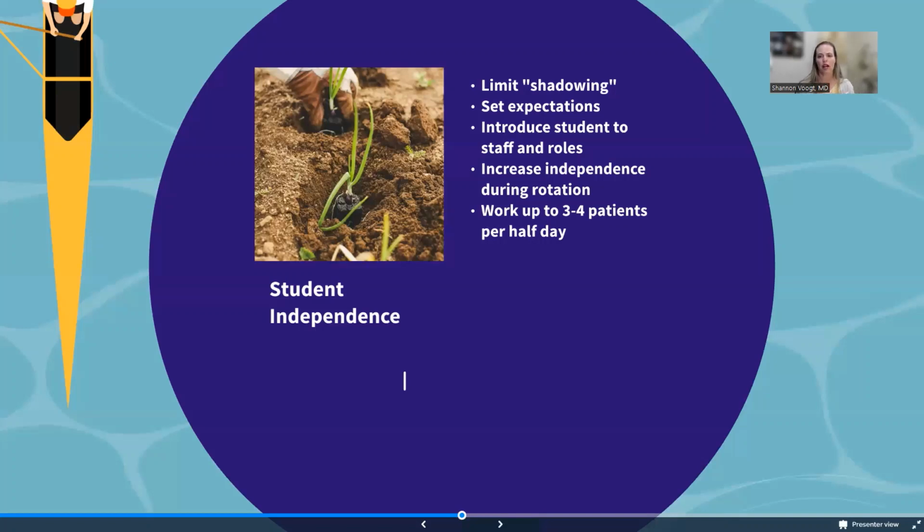We really want them to work up to seeing about 3 or 4 patients in a half day of clinic. So that's 6 to 8 in a full day. Students really can handle that workload. They get to that point, and I think that's a good goal because we're training them to be real physicians. So we know they need to be efficient as well, right?